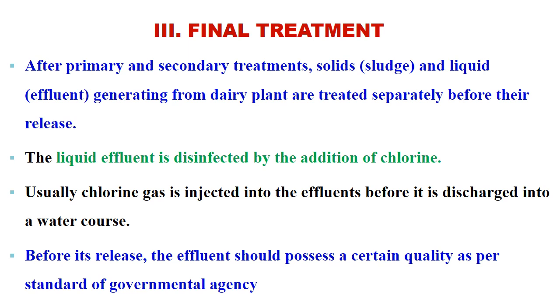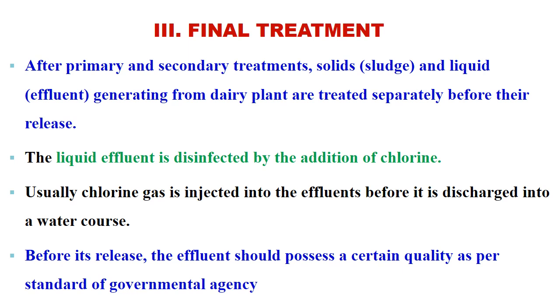Now the final treatment, we have already discussed mechanical, chemical and biological treatment. So after primary and secondary treatments, solids and liquid generating from the dairy plant are treated separately before they are released. The liquid effluent is disinfected by addition of chlorine. So the treated liquid, which is already good and not having any pollutants, is applied with chlorine. Usually chlorine gas is injected into the effluents before it is discharged into the normal water course or sewage.